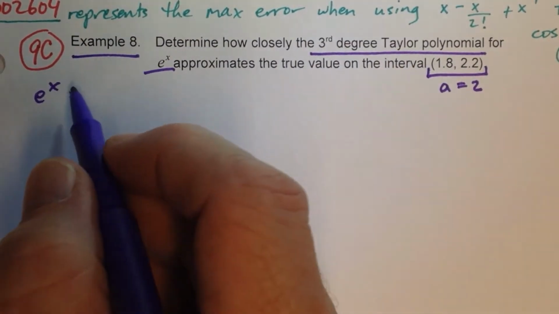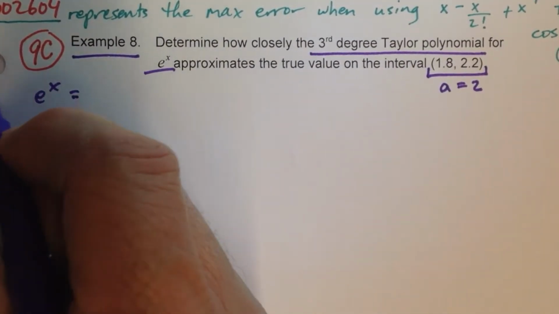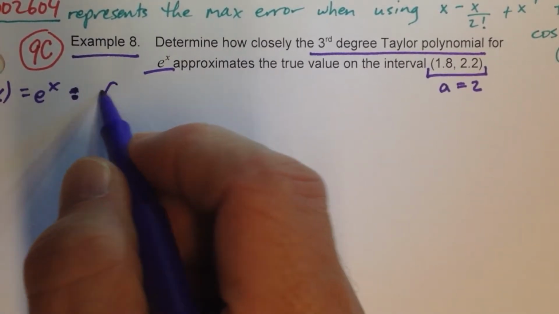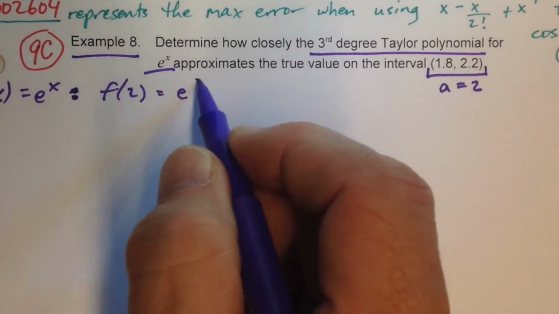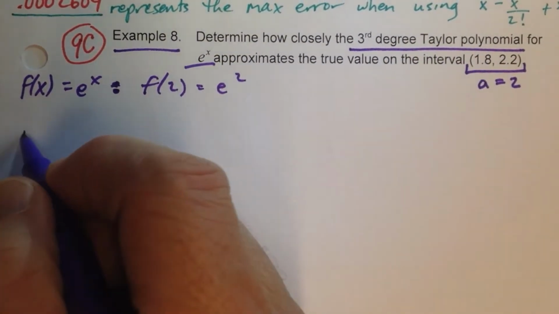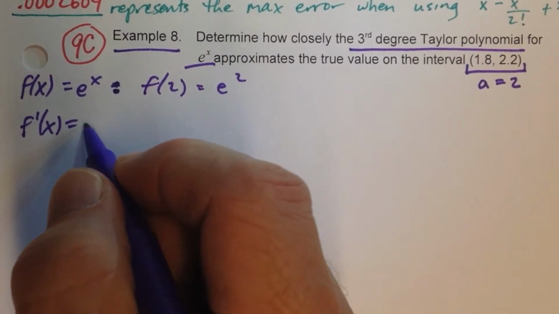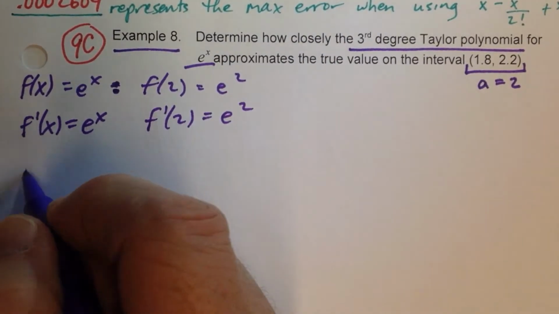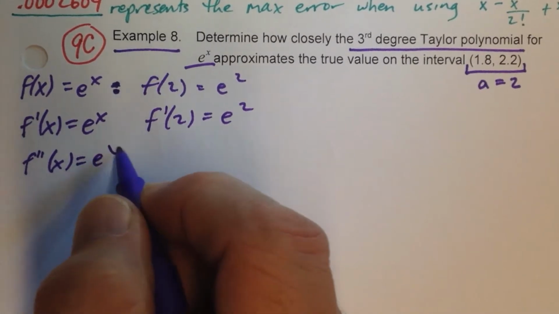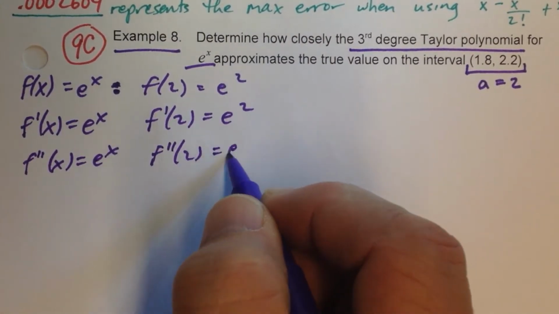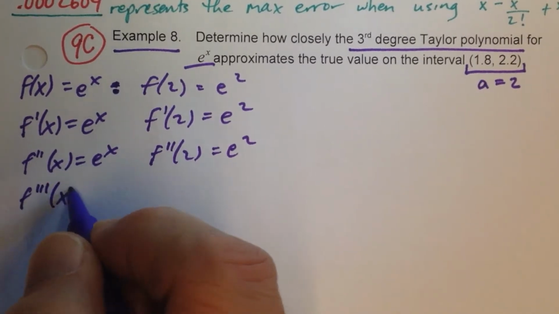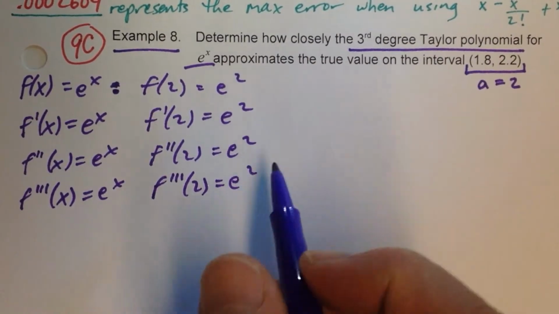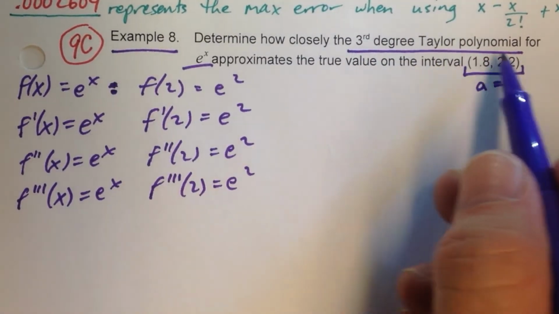So we want third degree. I meant to write f of x is equal to e to the x, and then f at 2 is equal to e squared. Then our first derivative is also e to the x, so the first derivative at 2 is e squared, the second derivative is e to the x, so the second derivative at 2 is e squared, and so on. We'll write one more to round out what we're doing here, because we need the first 3 derivatives since we want a third degree polynomial.